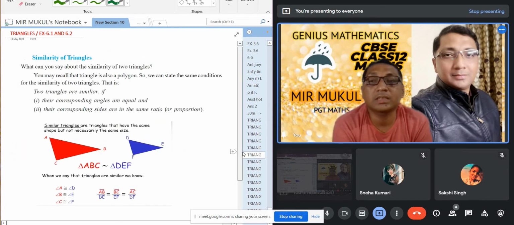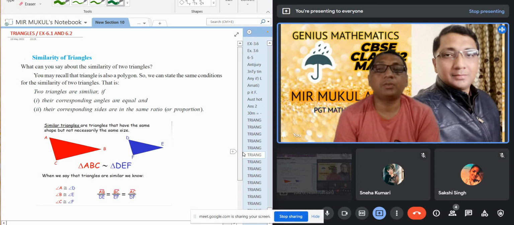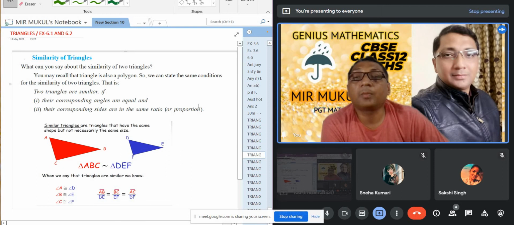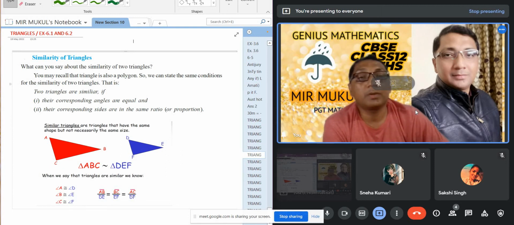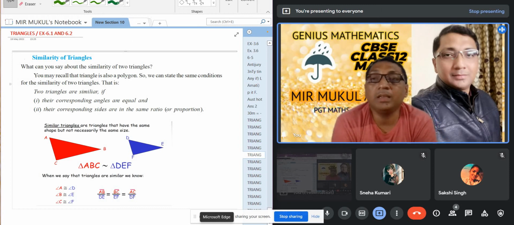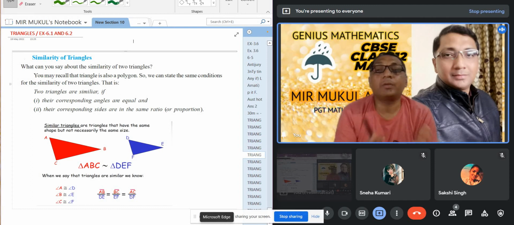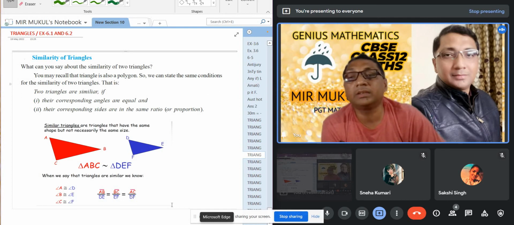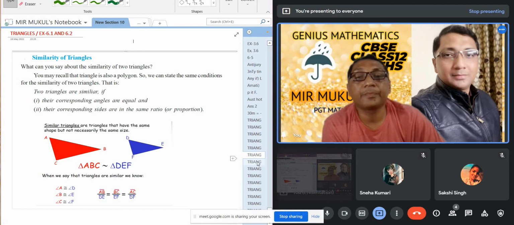So this was 6.1. Now 6.2, that is the main topic. Okay, 6.1 was an easy topic, so we have finished it easily. Now similarity of triangles. What we have learned: we can say two triangles are similar when their corresponding angles are equal and the ratio of their corresponding sides is equal. You have already learned that and I have shown this.